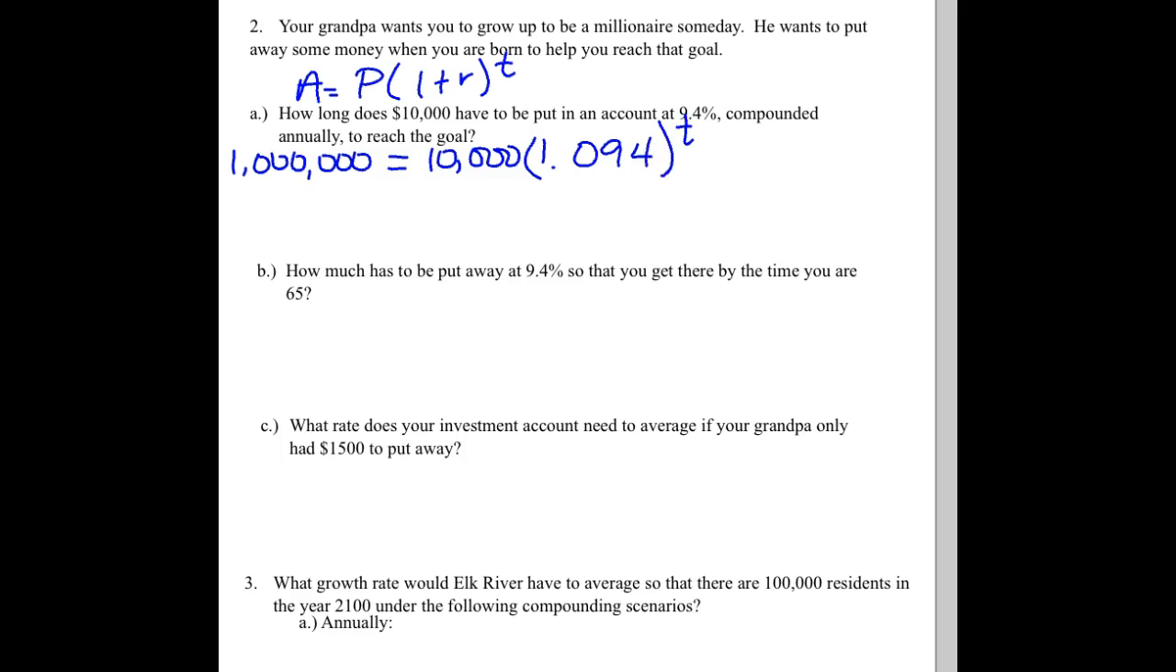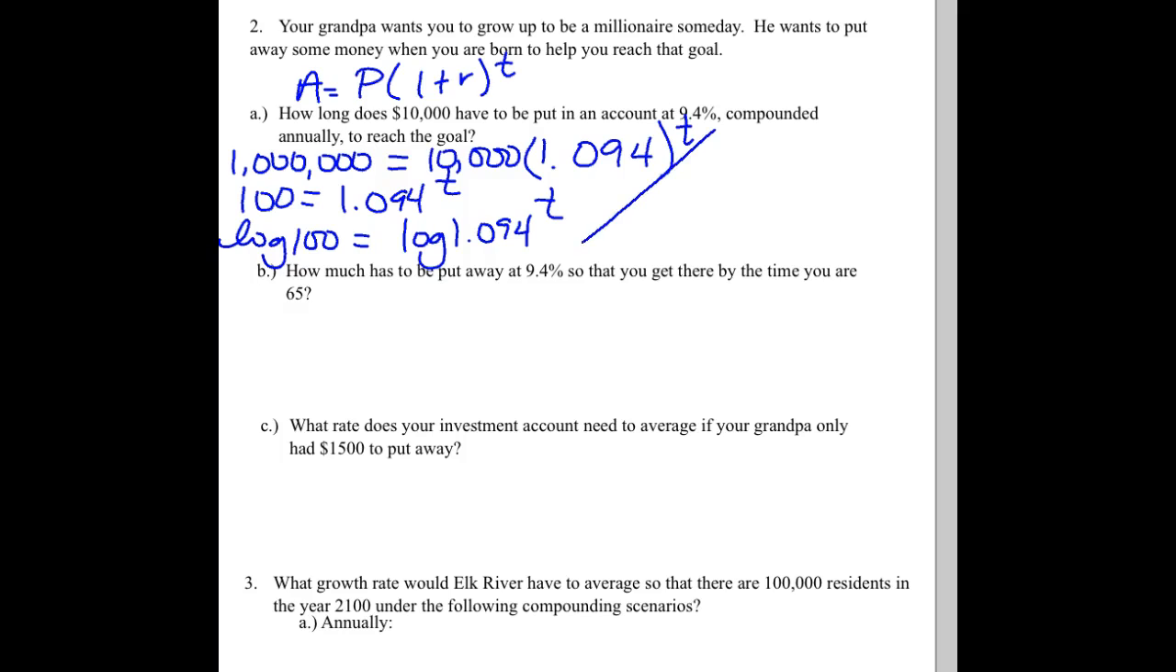And we are looking for time, yes? So first step, we can divide the 10,000 over, which basically means we're just taking off 4 zeros. Okay, so we want 100 equals 1.094 to the t power. Then what do we do? Logs, yep. So the log of 100 equals the log of 1.094 to the t power. Powers move in front.